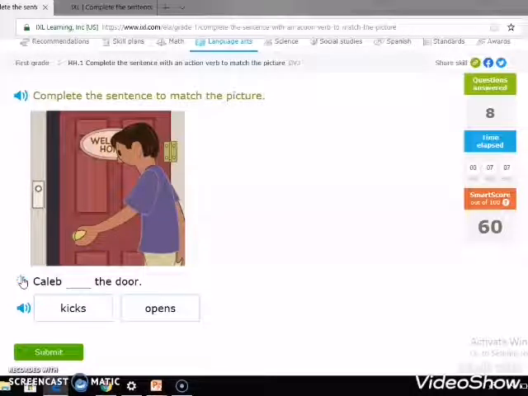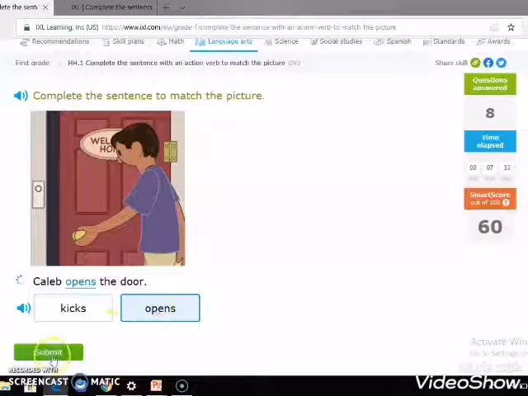Caleb and the door. What is he doing? He kicks or opens the door. What is he doing? He opens the door. Here, Caleb, we have a singular noun. One person. For one person, should I add s or no s? So which action verb should I choose? Caleb opens the door. So opens, I add an s for it.